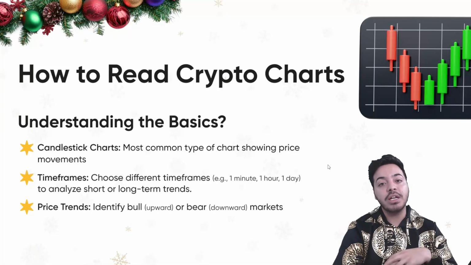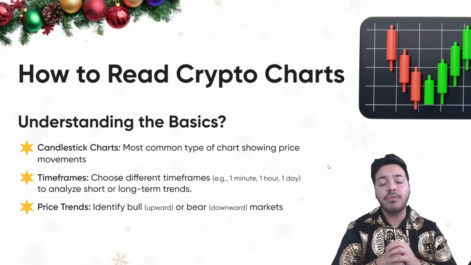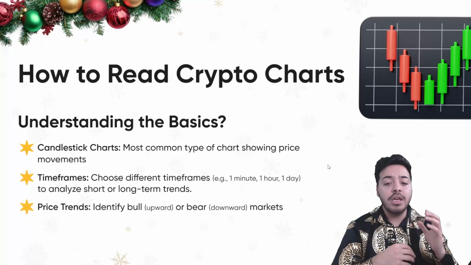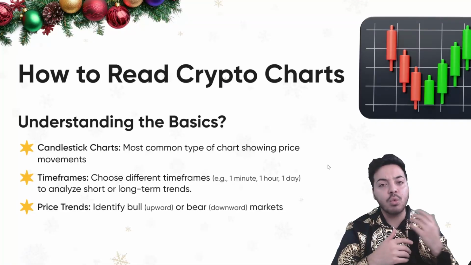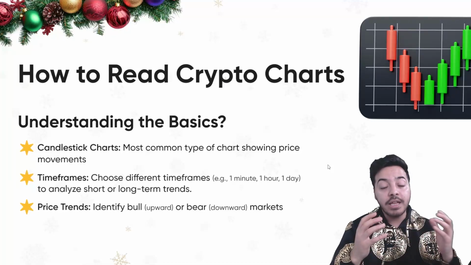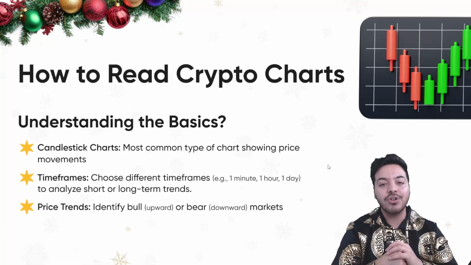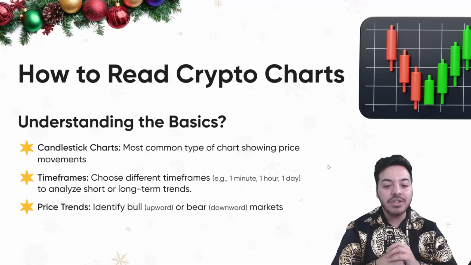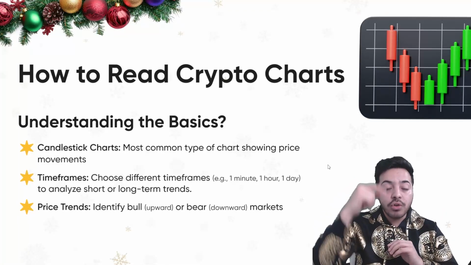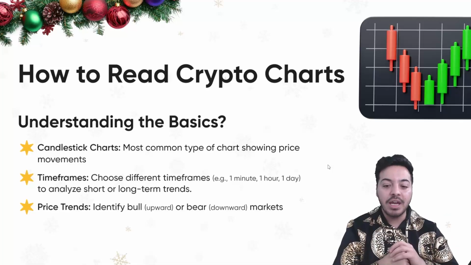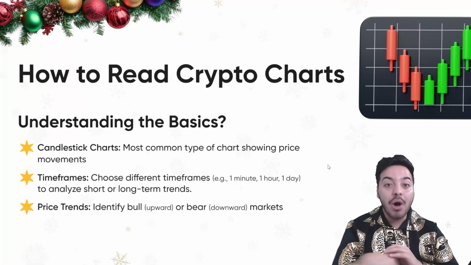Time frames basically show different timings, like starting from 1 minute, 5 minutes, 15 minutes, 1 hour, or 1 day. And it analyzes the short and long-term trends. And the last thing is called price trends. We have to identify whether it's an upward trend or a downward trend, or simply we say bull or bear markets.